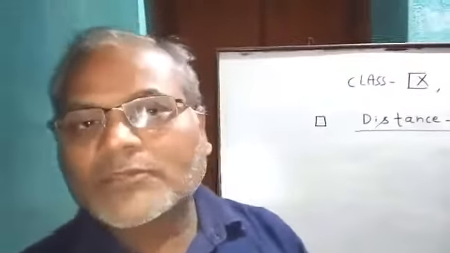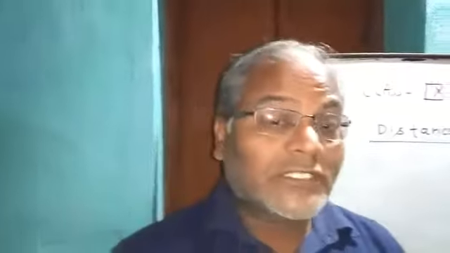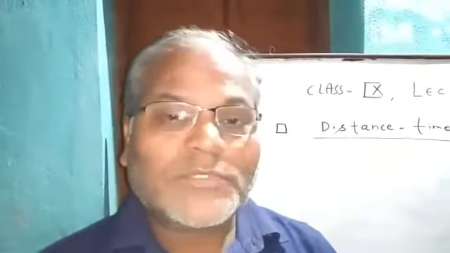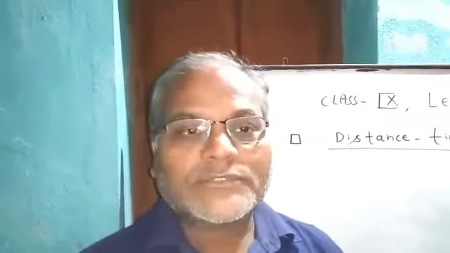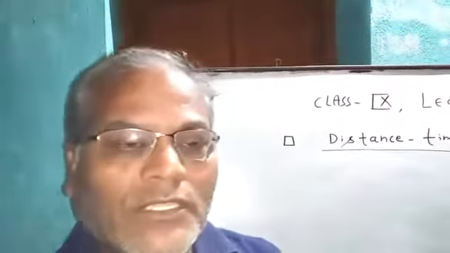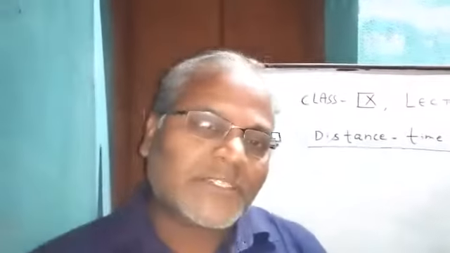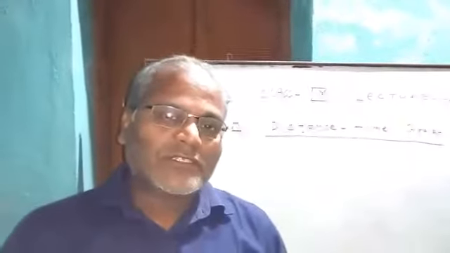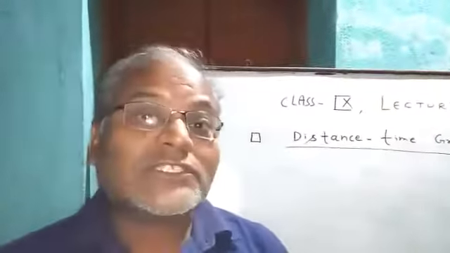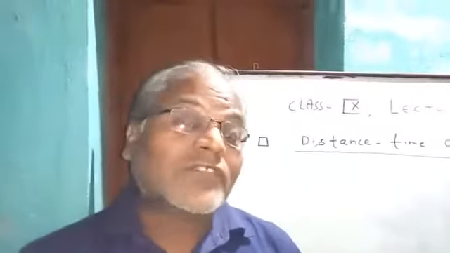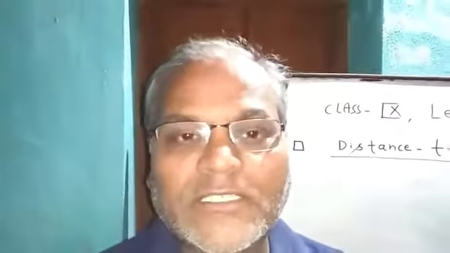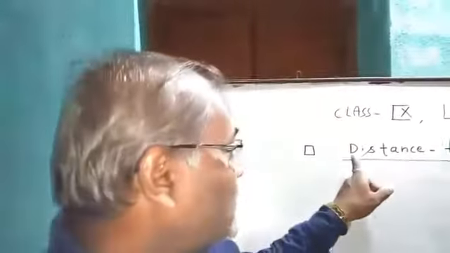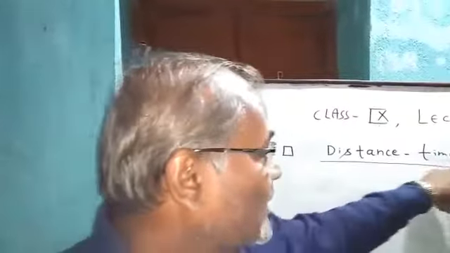Actually, with the help of a distance time graph, we get the speed of the body, and the displacement time graph gives the velocity of the body. In the previous class, we already discussed distance and displacement, and how you can get their values. Then we will get the distance time graph here.